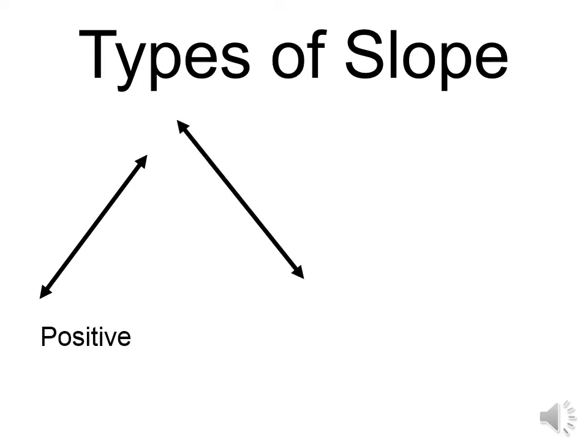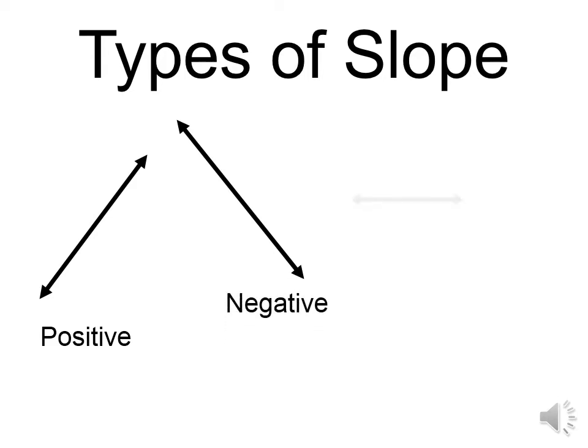Types of slope or types of lines. I'm going to start from the left side and go with the line. If the line is going up, that means the slope is positive. So if the line goes up from the left side, this line has a positive slope. What about the line going down? Start from the left side. If the line is going down, that means this line has a negative slope.